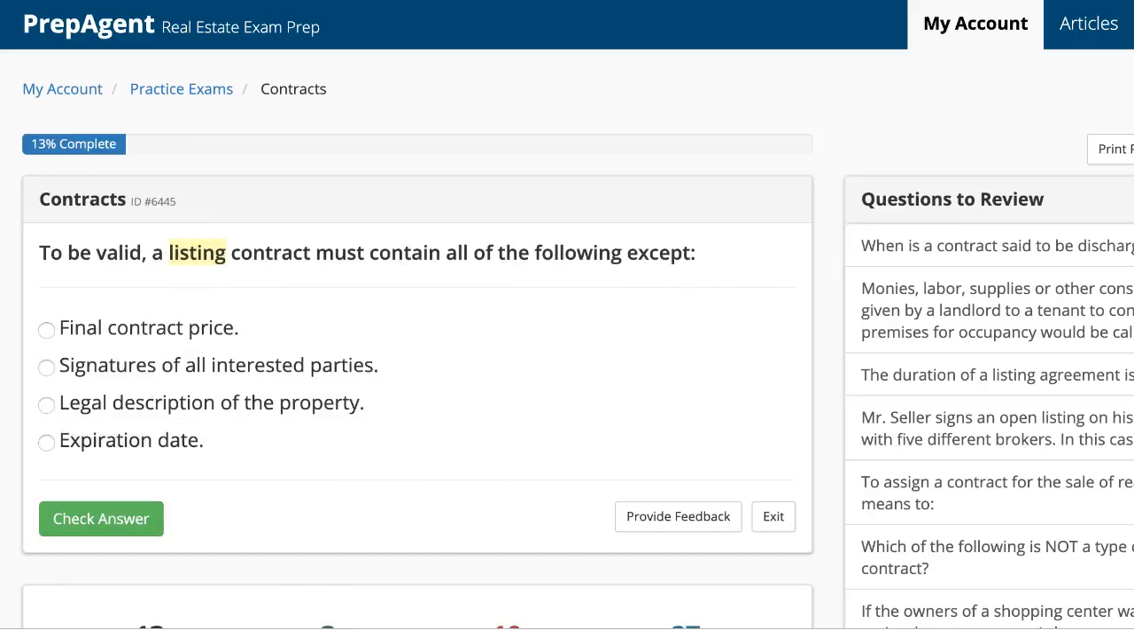To be valid, a listing contract must contain all the following except A, a final contract price, B, signature for all the parties, C, legal description of the property, or D, expiration date.